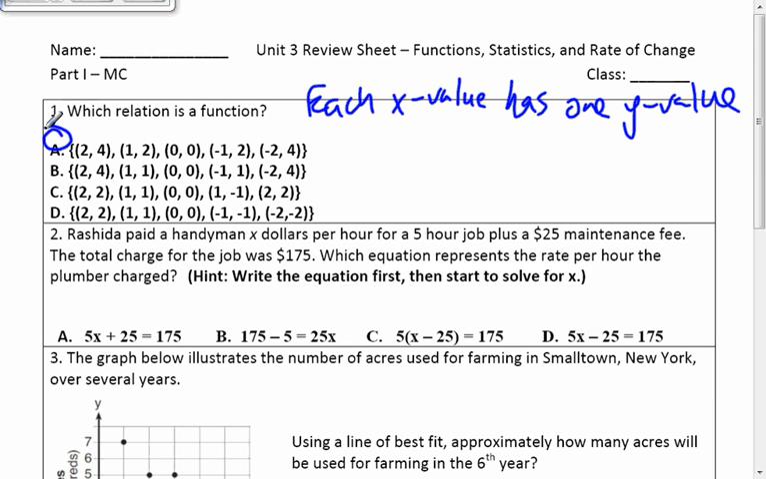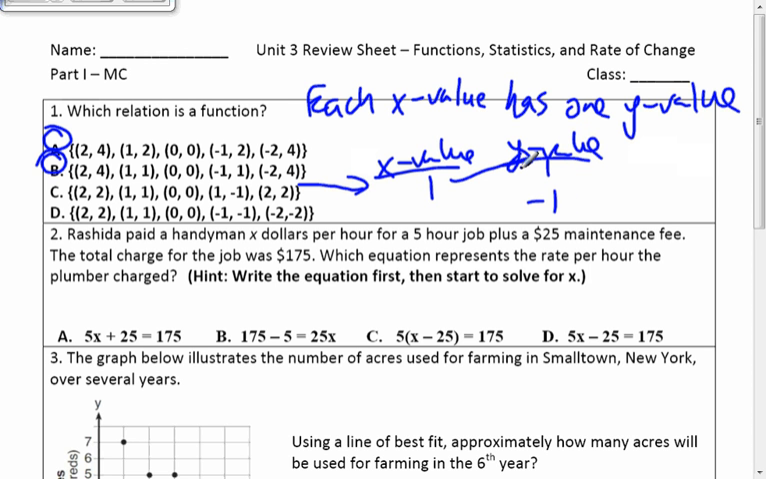B, if you look at it, is also a function because each x value goes to one y value. C is not a function because the x value of 1 goes to two different y values. It goes to 1 and negative 1. That makes it not a function. And then D is a function. So 3 answers for that one. That won't happen on the test, and the test will only be one answer.